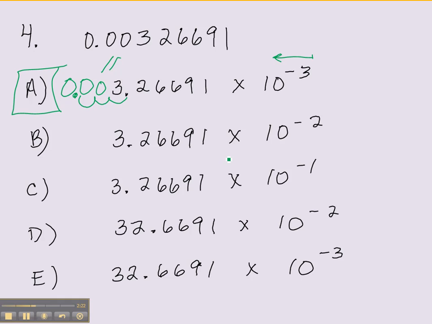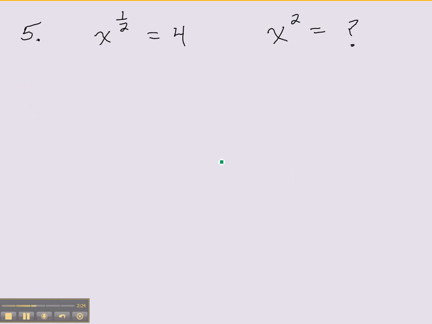5, x to the 1/2 power equals 4. Remember, that's the square root of x. X to the 1/2 power means the square root of x. So if we square both sides, x to the 1/2 to the second power is just x to the 1. We multiply 1/2 times 2. And then if we square that, x squared is equal to 256.